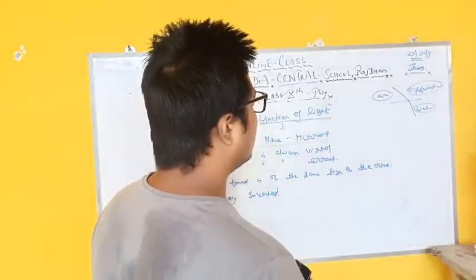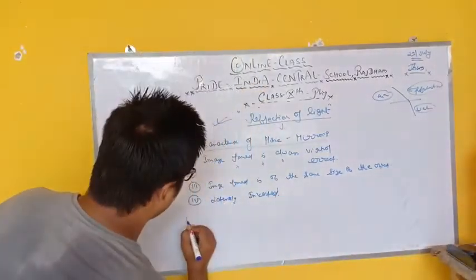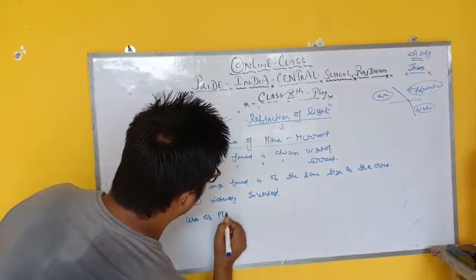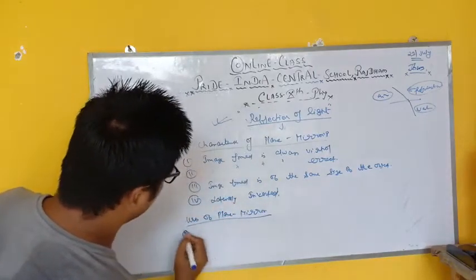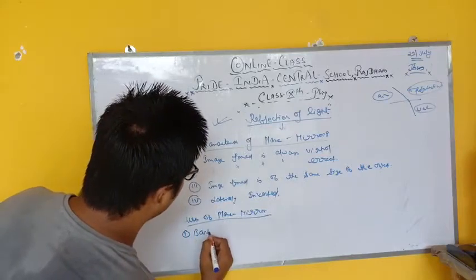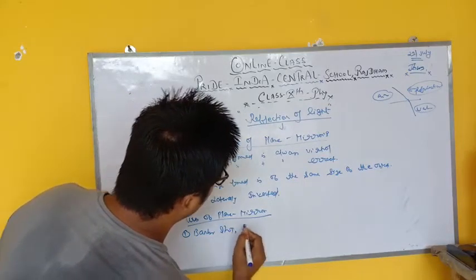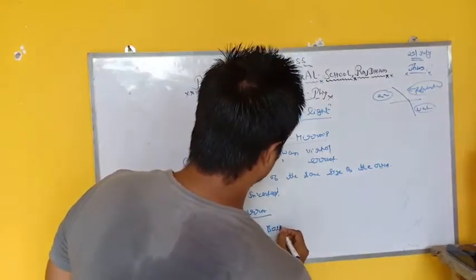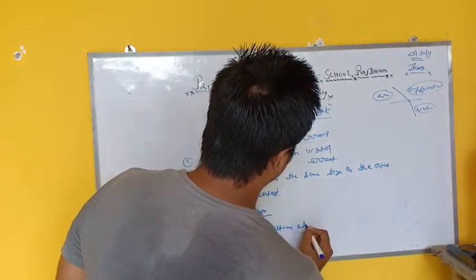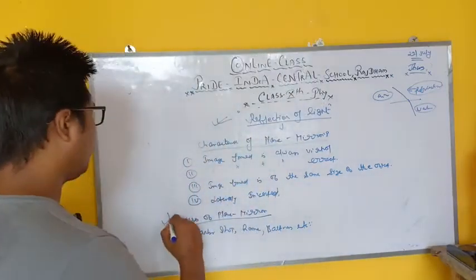So now we will study the uses of the plane mirror. Basically it is used in barber shops, in homes, that is in dressing tables, bathrooms, etc. So there are n number of uses of the plane mirror.